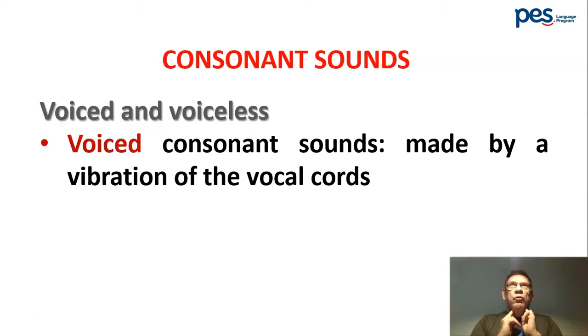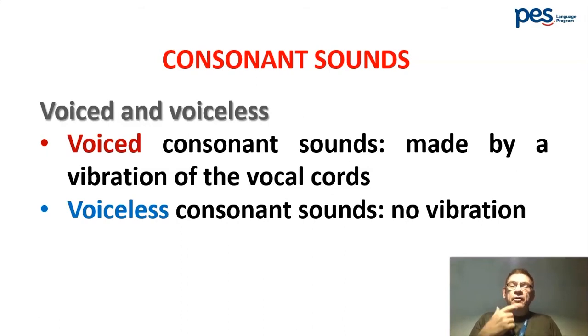Our vocal cords are here. So if they vibrate, you can put your hand here, your fingers, and try to say the consonant M. The sound is mm. There's a vibration here, because it's voiced. Okay. All right.